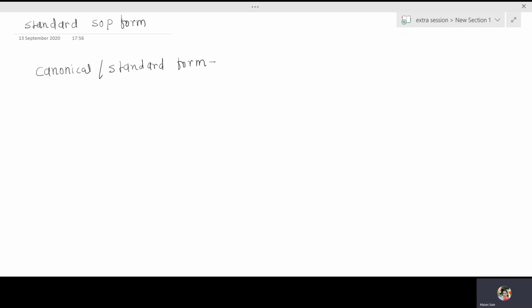Similarly, if each term in POS form contains all the literals, then the POS is known as standard or canonical POS form.